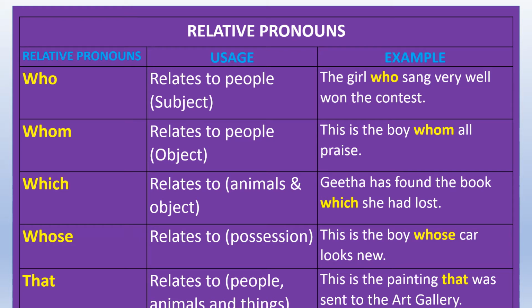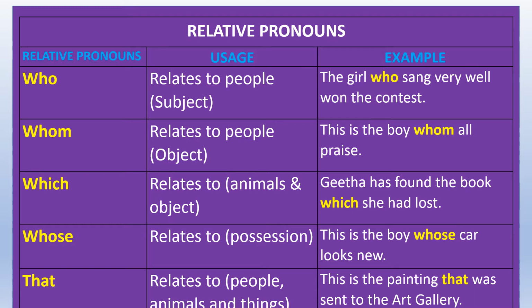Now we are going to see how to use the different kinds of relative pronouns. The first one, who. Who relates or refers to people, and mostly the relative pronoun who comes as a subject pronoun. So let us see the example. The girl who sang very well won the contest. So who is a relative pronoun referring to the girl, and see where the relative pronoun who is placed. It is placed before a verb, sang, so it is a subject, isn't it?